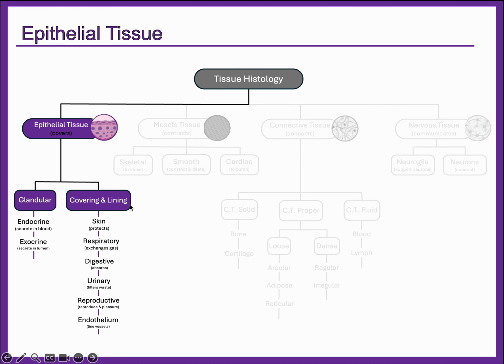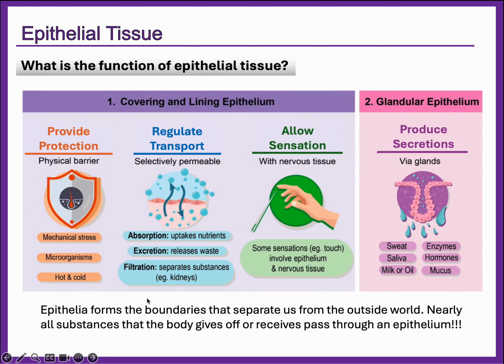Covering and lining epithelium, we have many types we'll talk about. The skin protects us, the respiratory tract exchanges gases, the digestive tract absorbs, the urinary tract filters some waste, and the reproductive tract is important for reproduction and pleasure. Endothelium lines little blood vessels. So we'll talk about those.